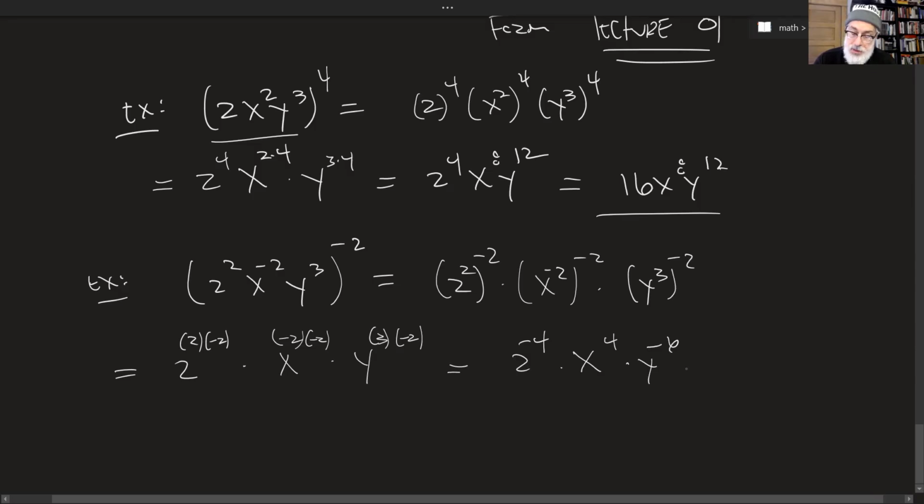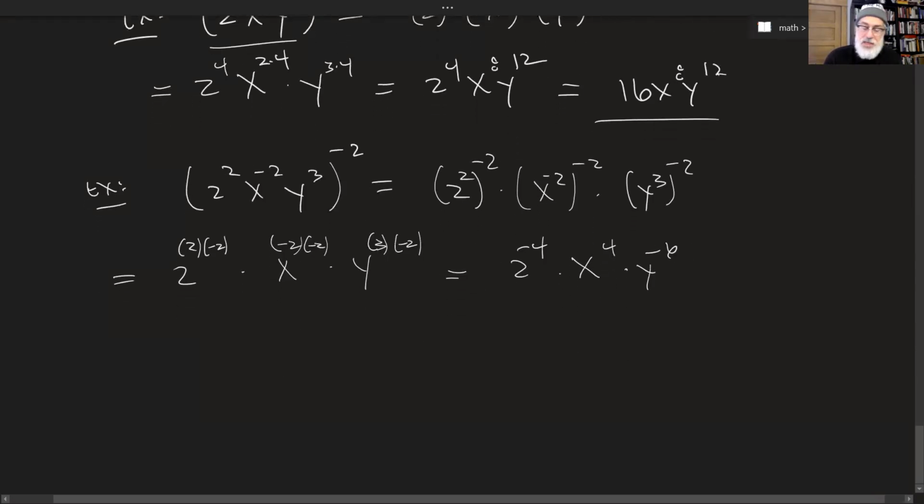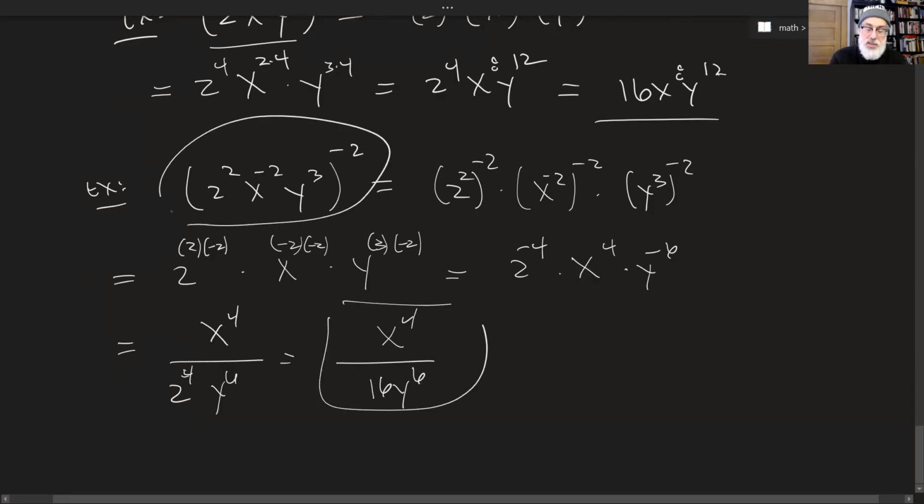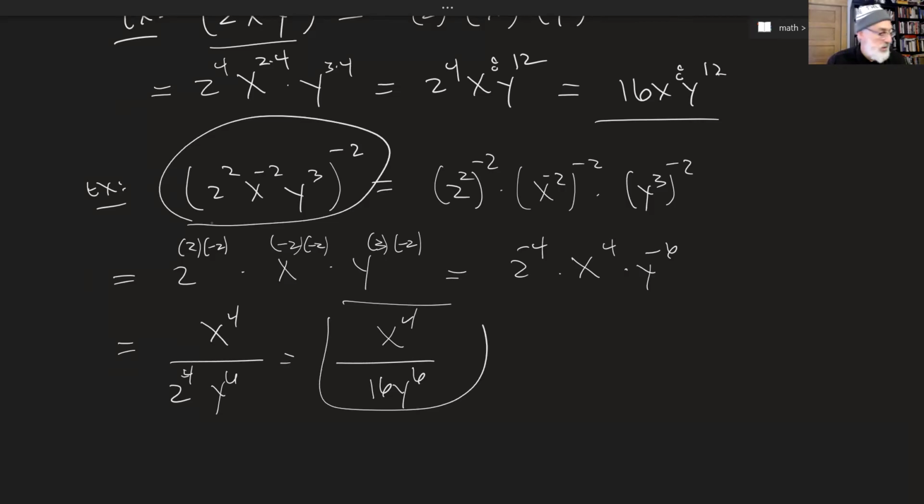Now, the negative exponents we can rewrite. So x to the 4th stays on top, and we know that 2 comes down and the 4 stays positive. y to the 6th. So this is x to the 4th over 16, y to the 6th, which is much better looking than this. Simplification in this case is very, very warranted.